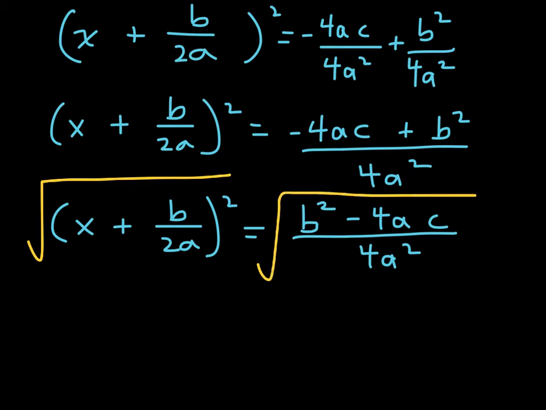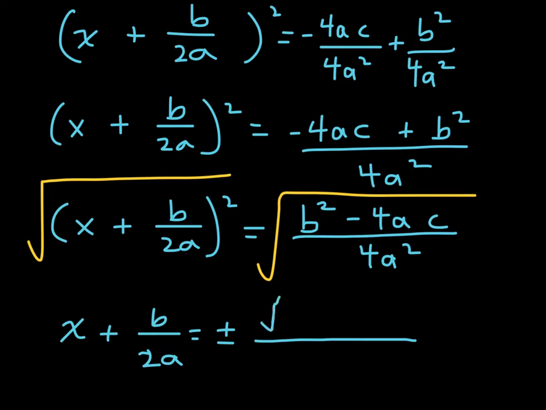Now the square root property on the left just gives you your radicand, x plus b over 2a. Now don't forget the plus or minus symbol. And the quotient rule for radicals will allow me to rewrite this, instead of the square root of this quotient, as a quotient of square roots. So it'll be the square root of b squared minus 4ac in the numerator, and then the square root of 4a squared in the denominator.